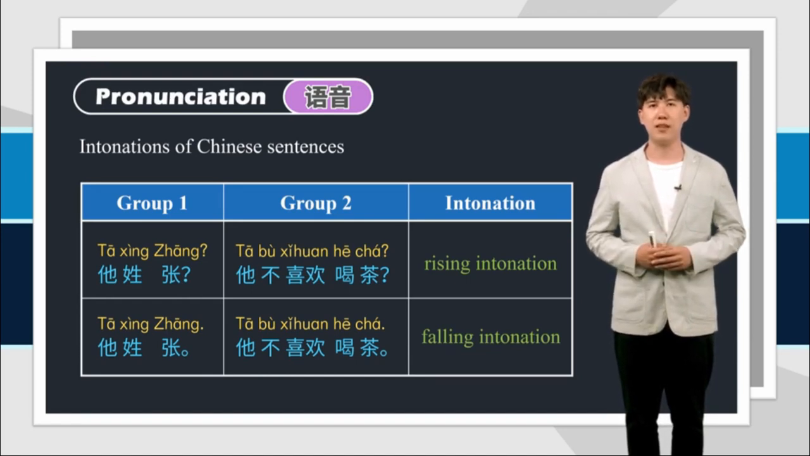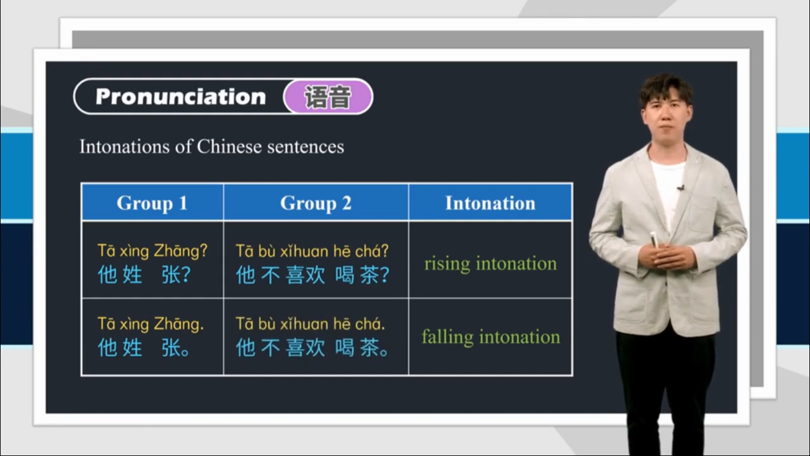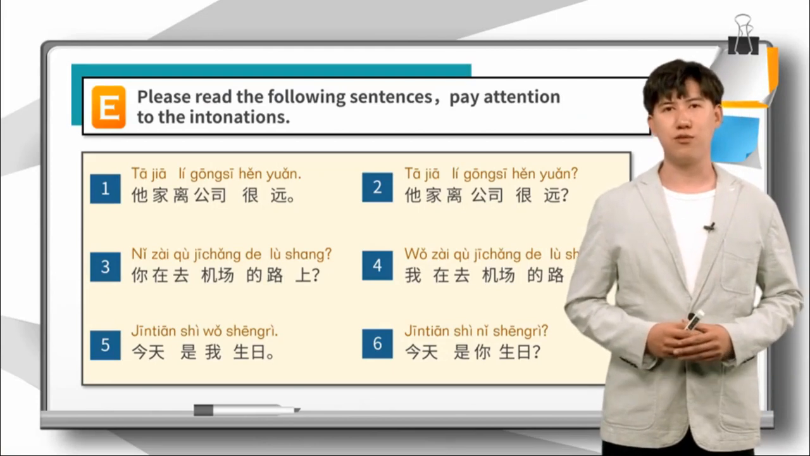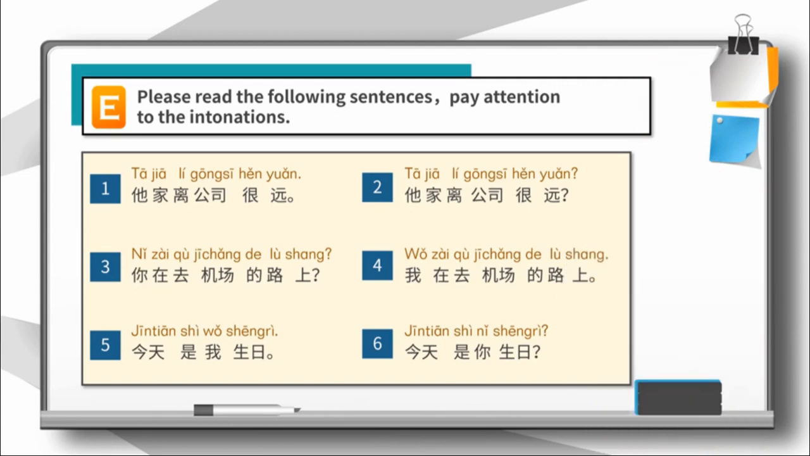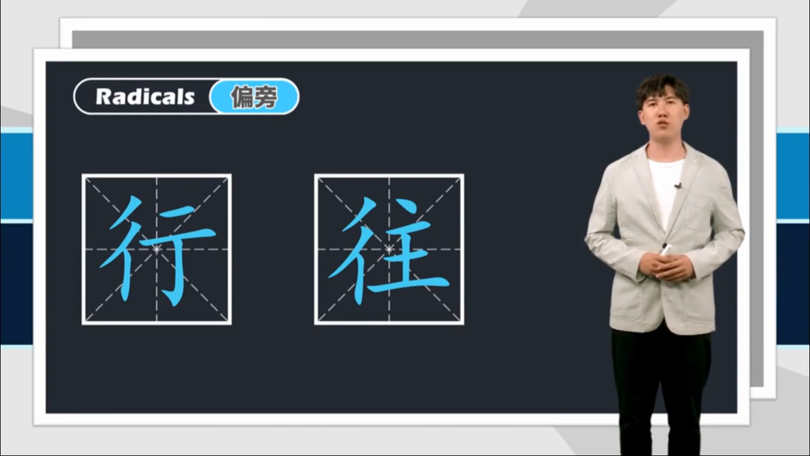Now read after me, please. 他姓张，他姓张，他不喜欢喝茶，他不喜欢喝茶。很好。Now please read the following sentences and pay attention to the intonations. 1. 他家离公司很远。2. 他家离公司很远。3. 你在去机场的路上。4. 我在去机场的路上。5. 今天是我生日。6. 今天是你生日。非常好。For today's character part, we will learn two more radicals.